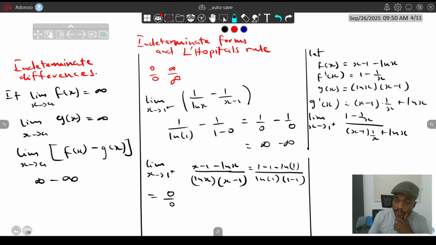If we simplify this function, we have the limit as x approaches 1 of x minus 1 all over x minus 1 plus x ln x. And again, when we insert 1 into this function, we are going to have 1 minus 1 all over 1 minus 1 plus 1 ln 1, right? Good.